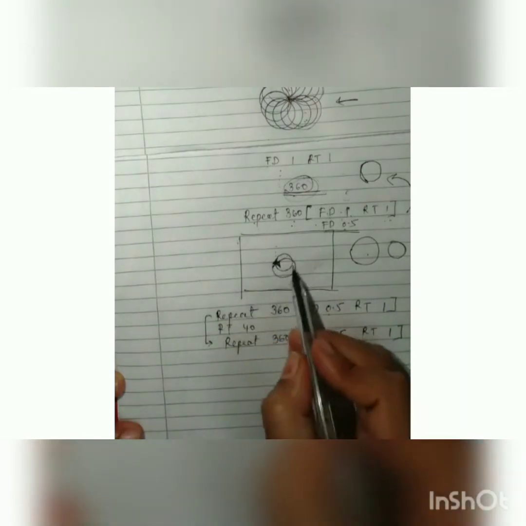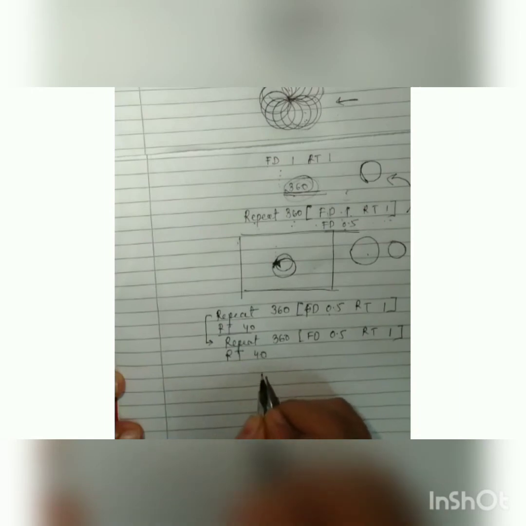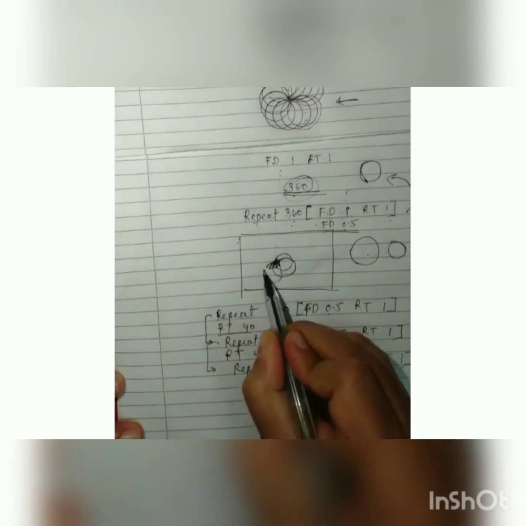Second circle, a small circle only. Now again I am giving the command to the turtle to take a right turn by 40 degrees, and the turtle will take a turn. And again I am writing the same command, repeat 360 FD 0.5 RT1. Again I am writing RT40 to take a turn, and then again repeat 360 FD 0.5 RT1.